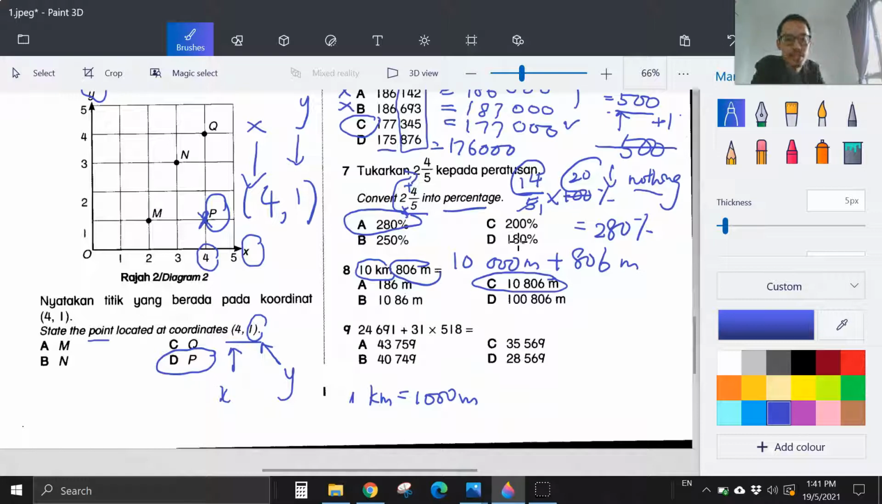Okay. Number 9, you have to times first, then only you plus. Okay, you have to follow the sequence. Times first, then only you plus. So after I times, I get 16,058. Then only I plus 24,691. So we get 40,749.